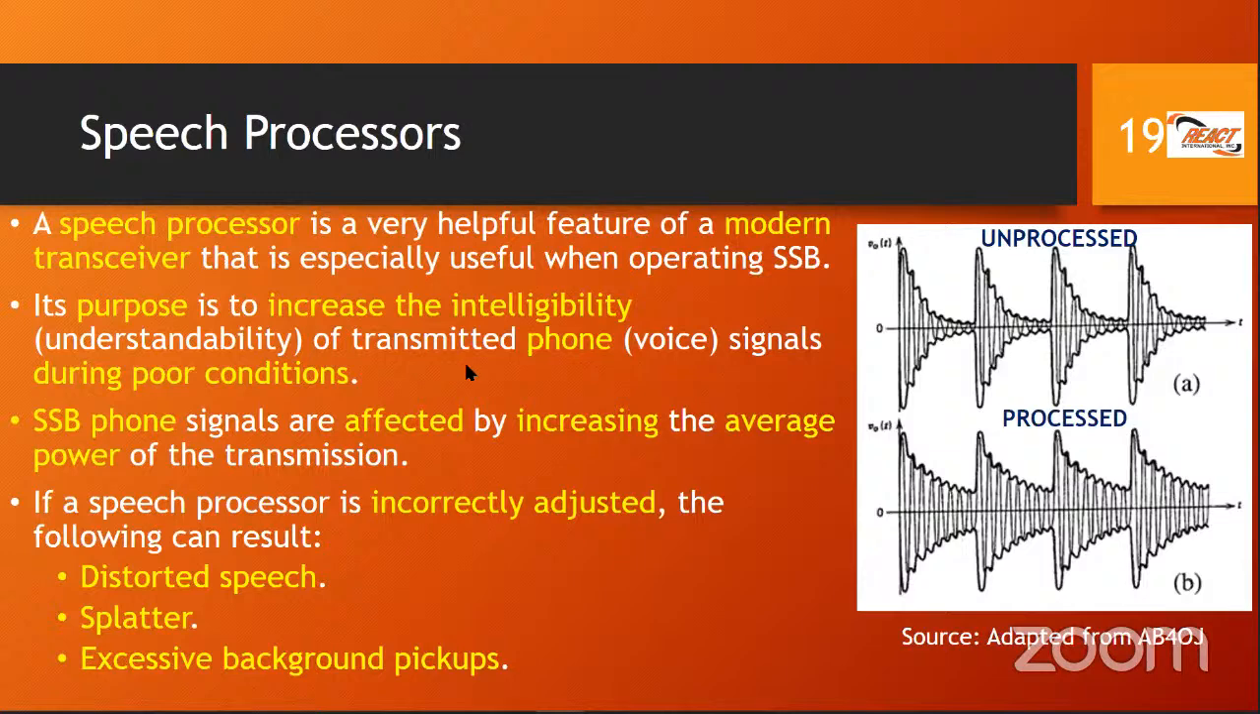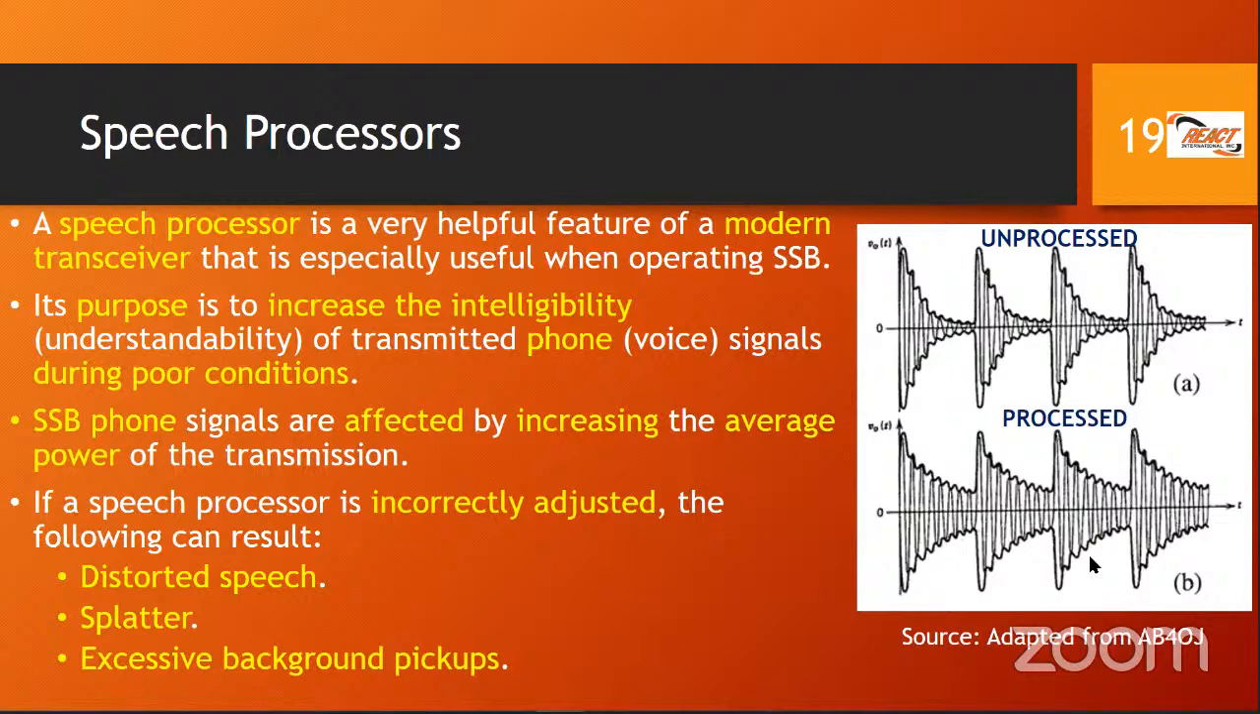Remember we talked about the sunspot cycle the last time? When we are in poor conditions, we need to get every single watt out. And one of the ways to do that is to make sure we drive our transmitters efficiently without distorting. And that speech processor is what will compress the audio to allow us to have that maximum transmitter power. So what we say for SSB phone, and remember anytime we say phone in amateur radio, we're talking voice, single sideband voice signals. They are affected by the speech processor by increasing the average power of the transmission.